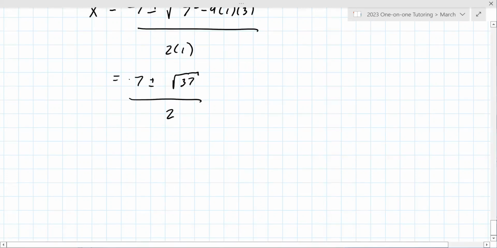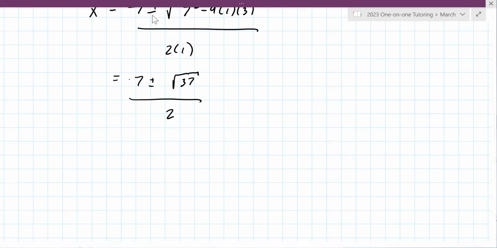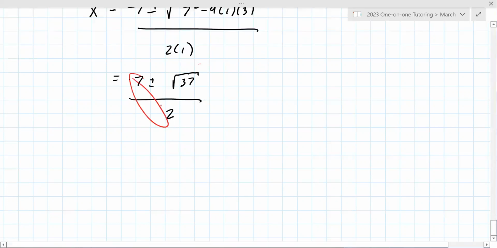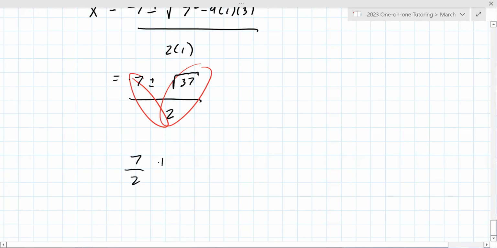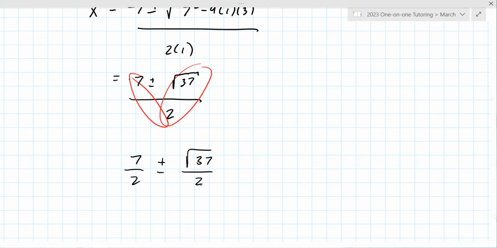Now, your instructor may want you to divide each of the numbers by 2. Okay, so the way this looks, -7 over 2 plus or minus the square root of 37 over 2. That's perhaps another way that you might be asked to do this. Now, keep in mind, this 2 can in no way affect this number on the inside. So you're going to write them both over 2, and that's your answer.